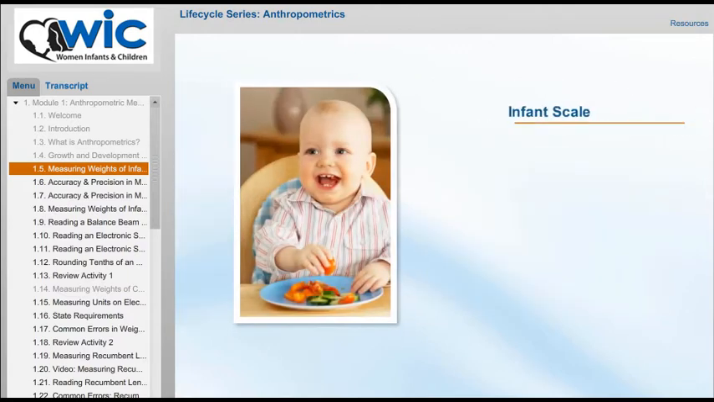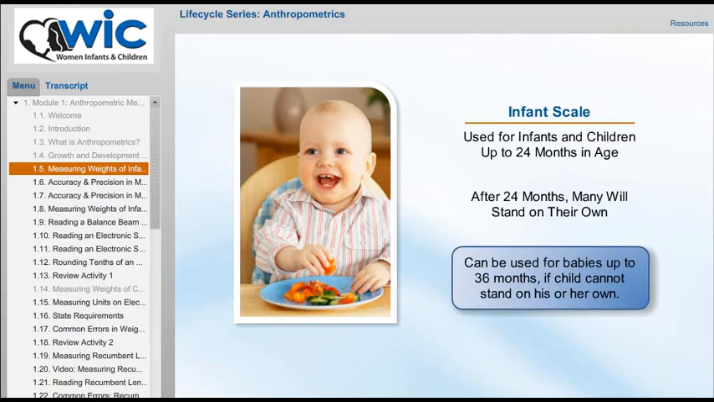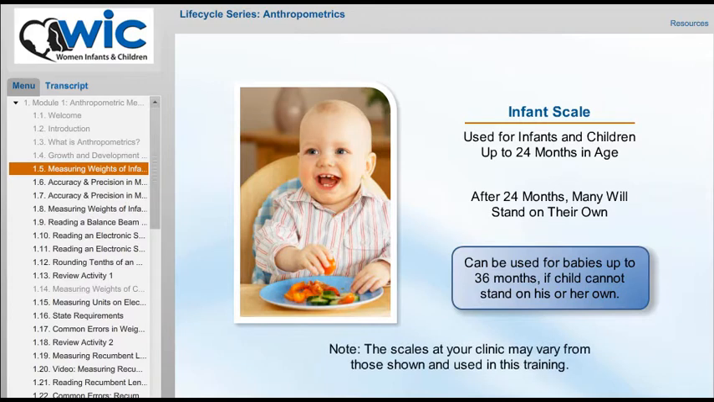You will typically be weighing infants and children up to about 24 months in age on the infant scale. After 24 months, many children will be able to stand on their own, allowing you to take their weights standing up. In some cases, though, such as a developmental disability, children up to 36 months can be weighed using an infant scale. On the next page, we'll talk about accuracy and precision when it comes to taking measurements. Note, the scales at your clinic may vary from those shown and used in this training.